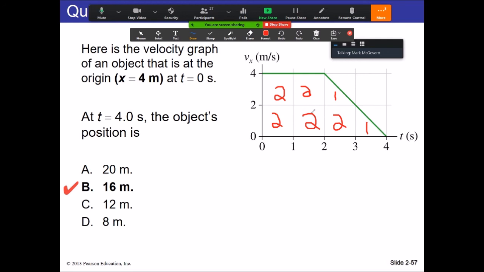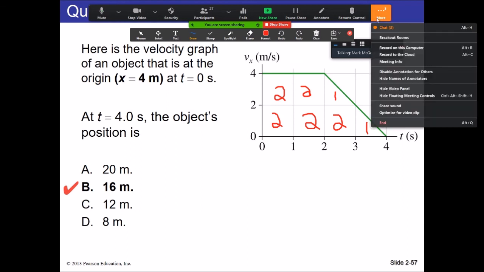So that's how you would create your position graph, actually. You'd start at 4 meters, 0 seconds. And with these intervals, just work out what the position is, or sorry, the displacement, and then you go from there.